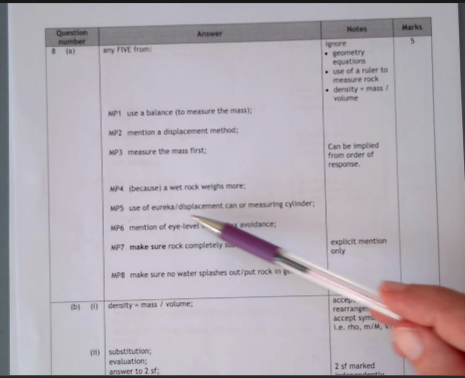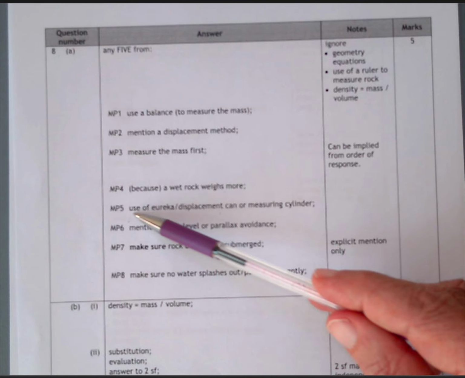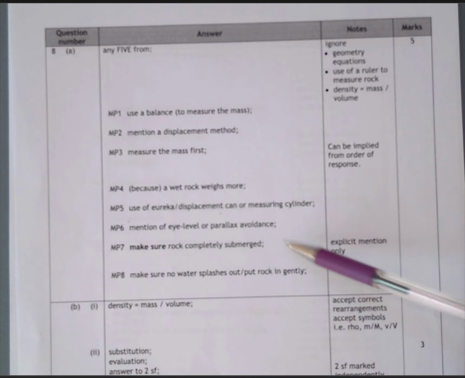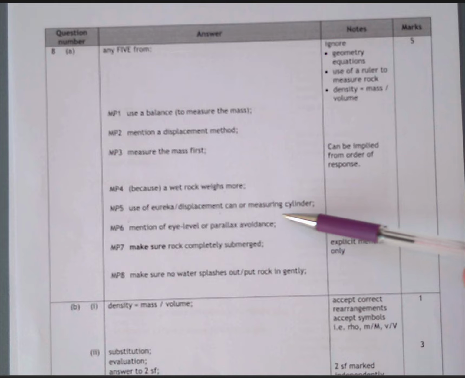So a eureka or displacement can, you can put that in your diagram. And you also need a measuring cylinder. So once the water is displaced, you need to measure it in a measuring cylinder so you get an accurate measure of the volume, because it's all about being accurate. That's what the question is asking for.